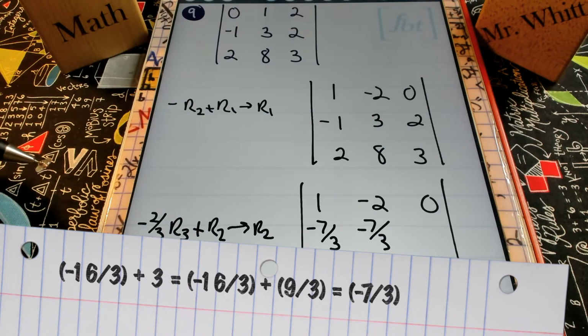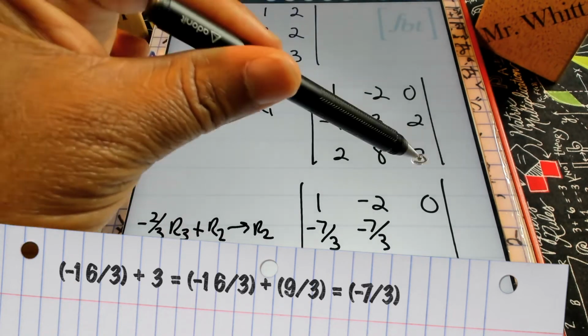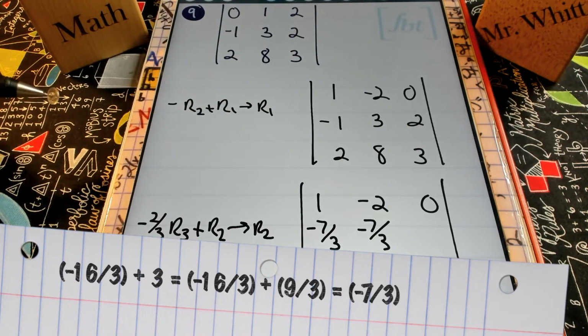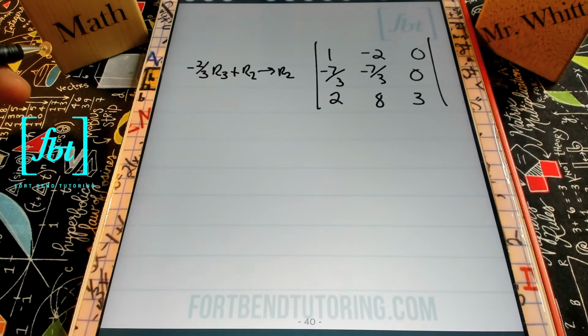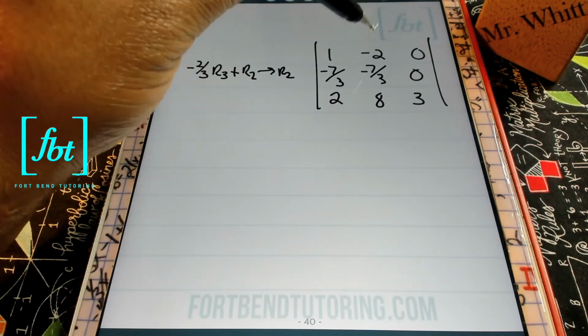Finally, I'll be multiplying negative 2/3 times 3. This gives me negative 2. And negative 2 plus 2 is 0. And there we go. We now only need to get a 0 where the negative 2 is.